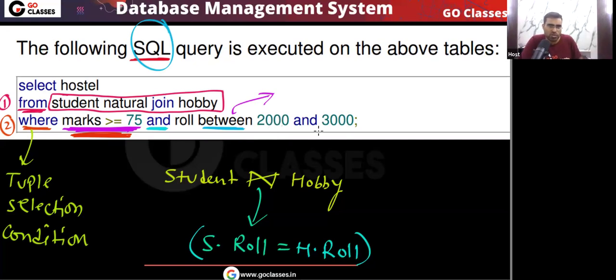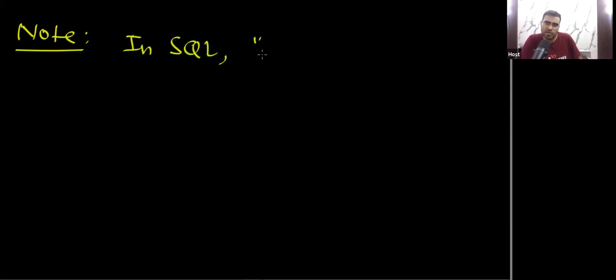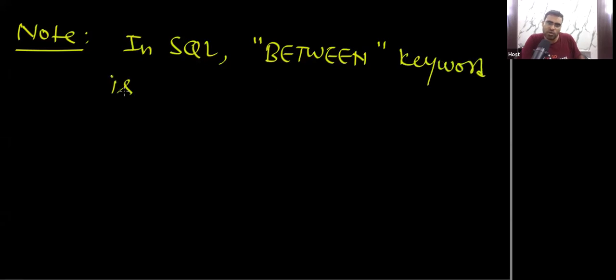Inclusive, 2000, 3000, or exclusive? So let me tell you, in SQL, this BETWEEN keyword is inclusive. Let me mention this point here: in SQL, this BETWEEN keyword is inclusive.